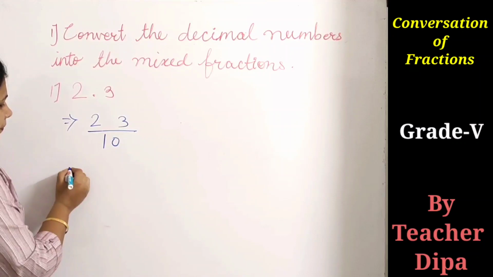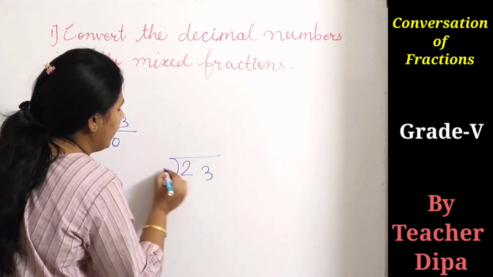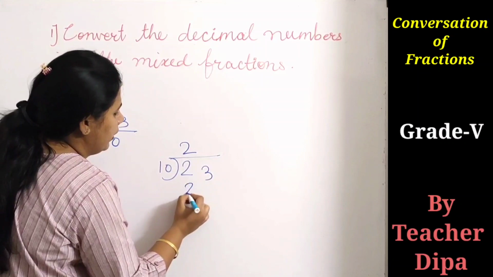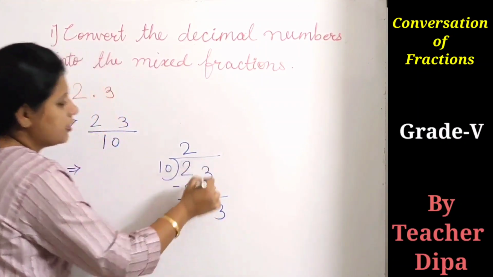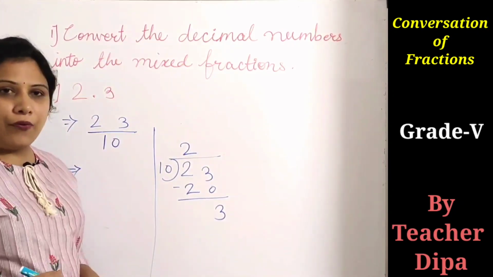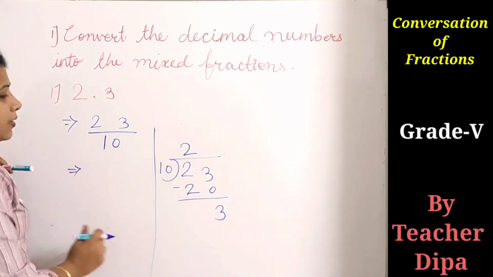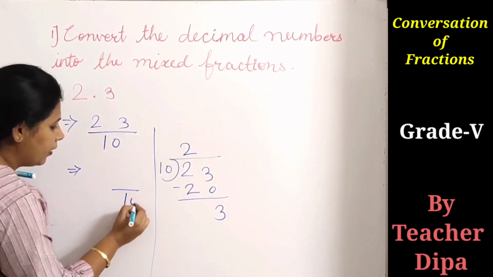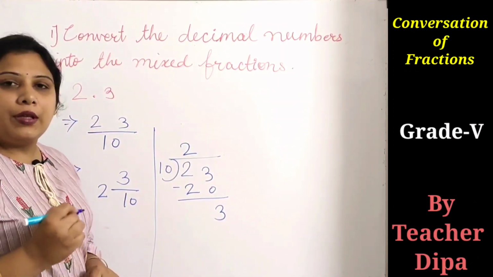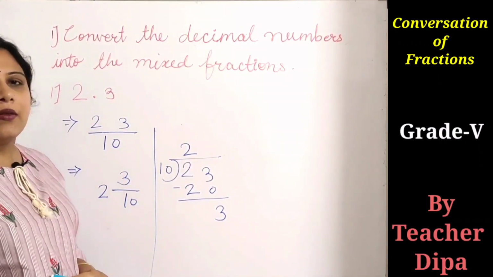So for that, 23 divided by 10: 10 ones are 10, 10 twos are 20. So this way I have to do it first. First of all, we have to make the division of this. Now we are getting 3 as a remainder. So as we know, 10 is the denominator, so this number we will write here. Here will be 10, 2 will be here and 3 at the place of the numerator. So this is the conversion of 2.3 into the mixed fraction.